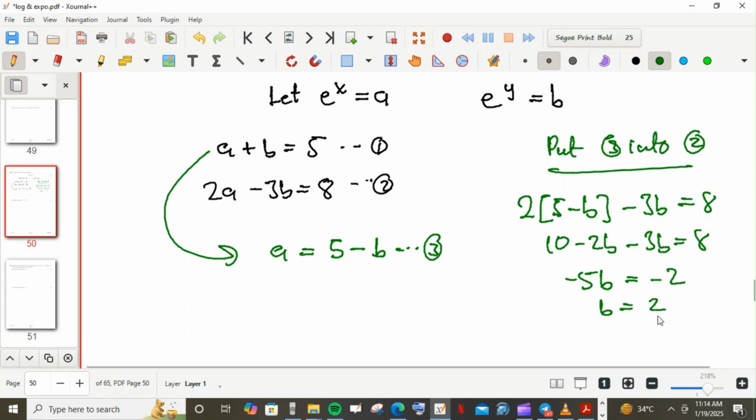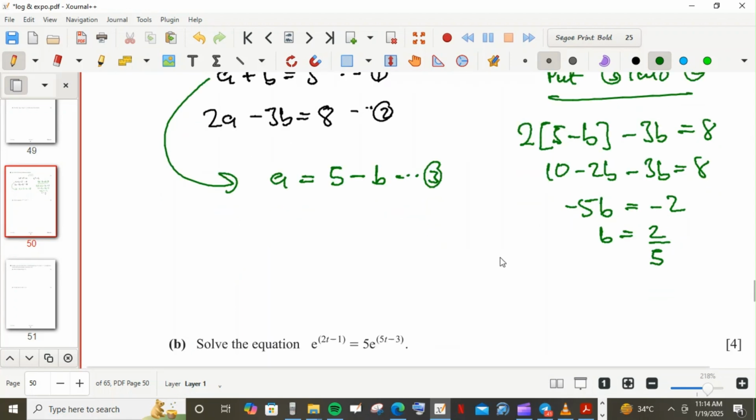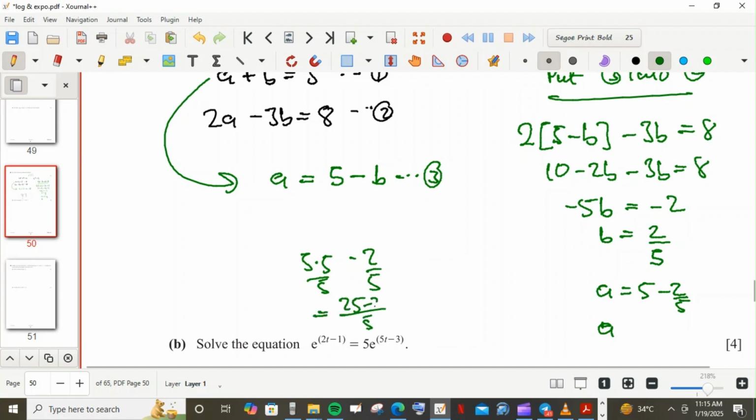so I'm getting b to be 2 on 5. So if b is equal to 2 on 5, it will be what? From here, 5 minus 2 on 5. So this is the same as, okay, 25 minus 2, 23 on 5. So a is 23 on 5.